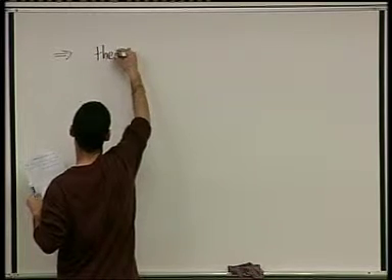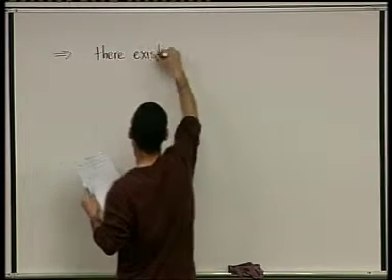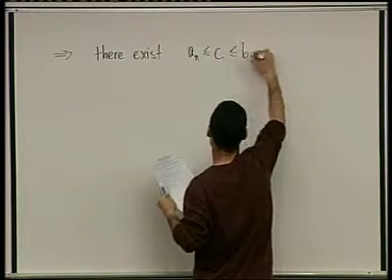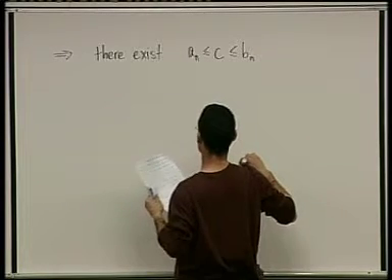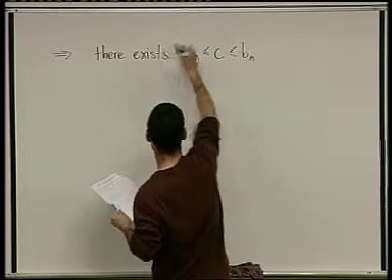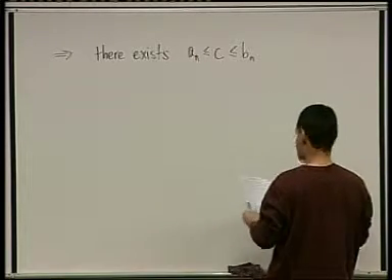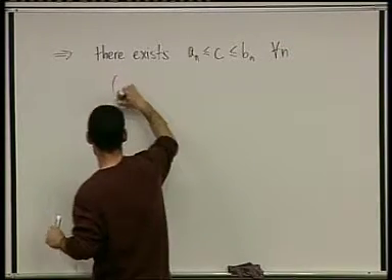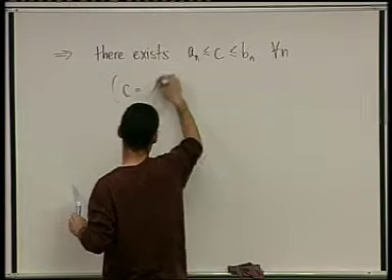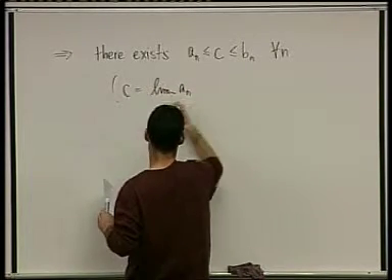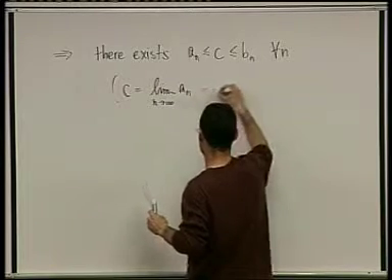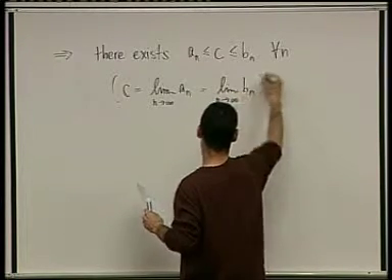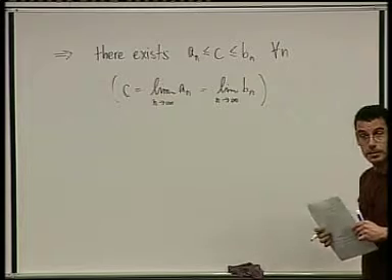there exists a c which is greater than or equal to all the a_n's and less than or equal to all the b_n's. There exists a c satisfying this for every n. And we know that this c is none other than the supremum, which coincides with the limit of the sequence a_n, and the infimum, which is the limit of the sequence b_n. Do you agree to this?